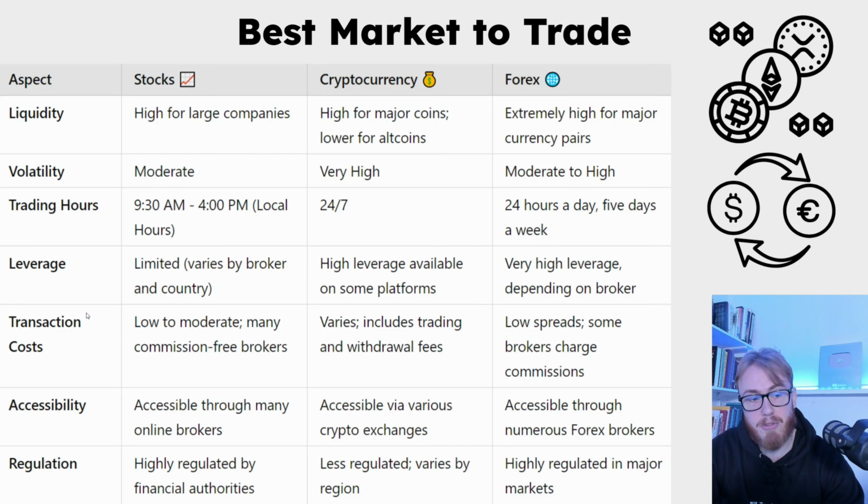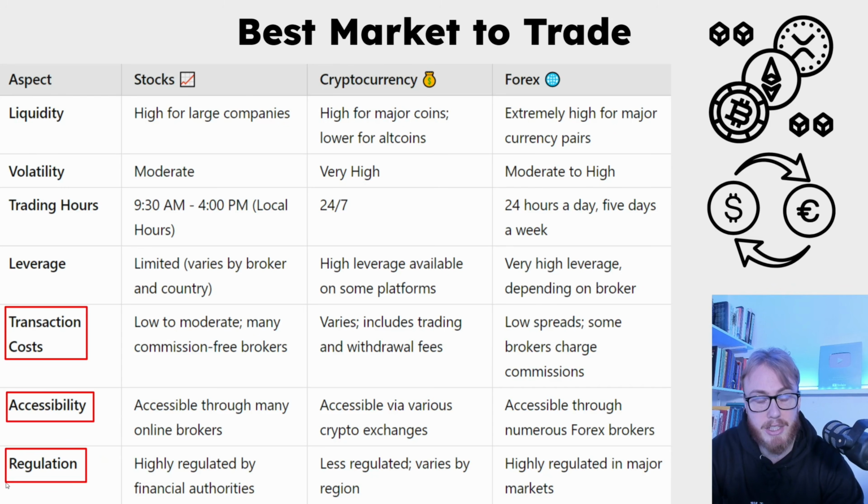And last but not least, we have 3 more factors. We have transaction costs, we have accessibility and regulation. But to not make this part too long, you can feel free to pause the video here and read the rest yourself so you can get a better view of the different markets and make your choice about what market is the best market for you.